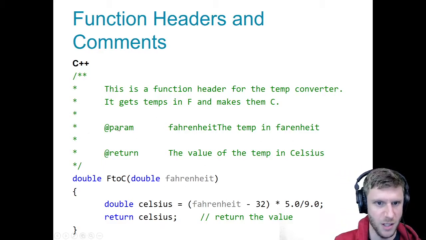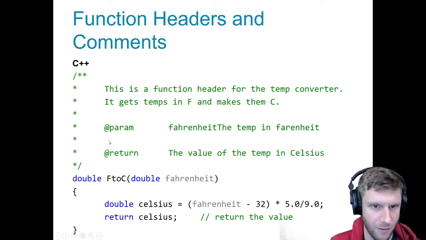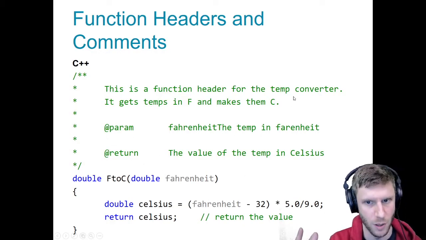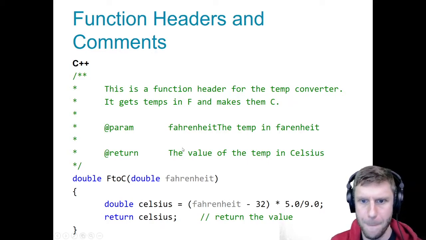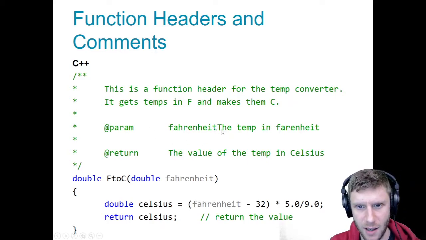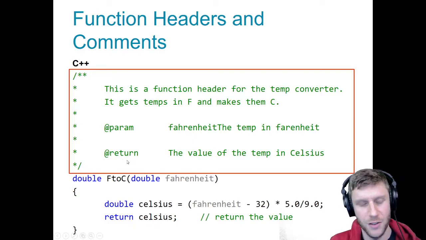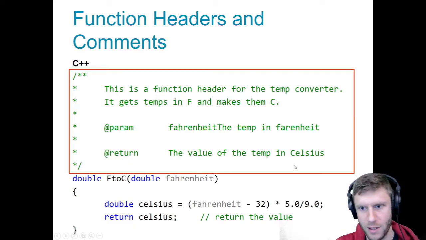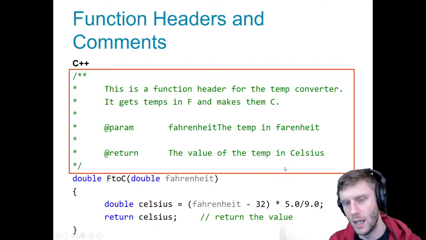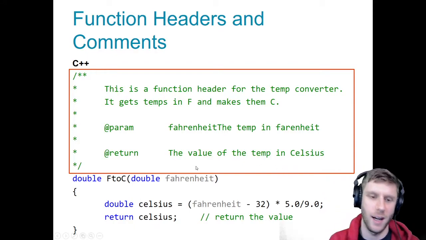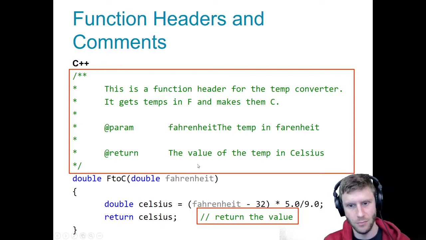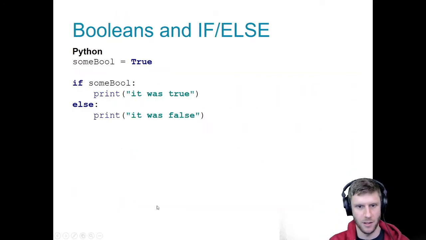Here I only have 1, so I only have 1. But if I had like 5, I'd have 5 of them, each with a description of what they are. And then, I guess I've got a little bit of a typographical error there. And then also you've got your return, and it's going to be the value of the temperature in Celsius. Okay. All I care about is just be consistent. Yeah, there's a line comment. Great. Okay.